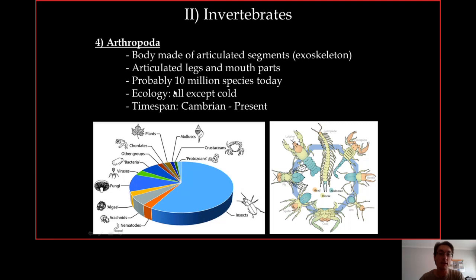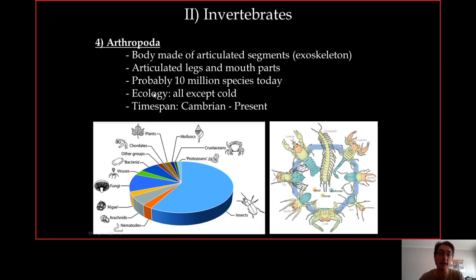There's probably between 3 and 10 million species living today, and there's just not enough human beings on Earth to count them all. So there is a fair bit of uncertainty on the actual number of species, but it's probably between 3 and 10 million. Some people even say 30 million species. So that's how much we don't know about how many species are living today.